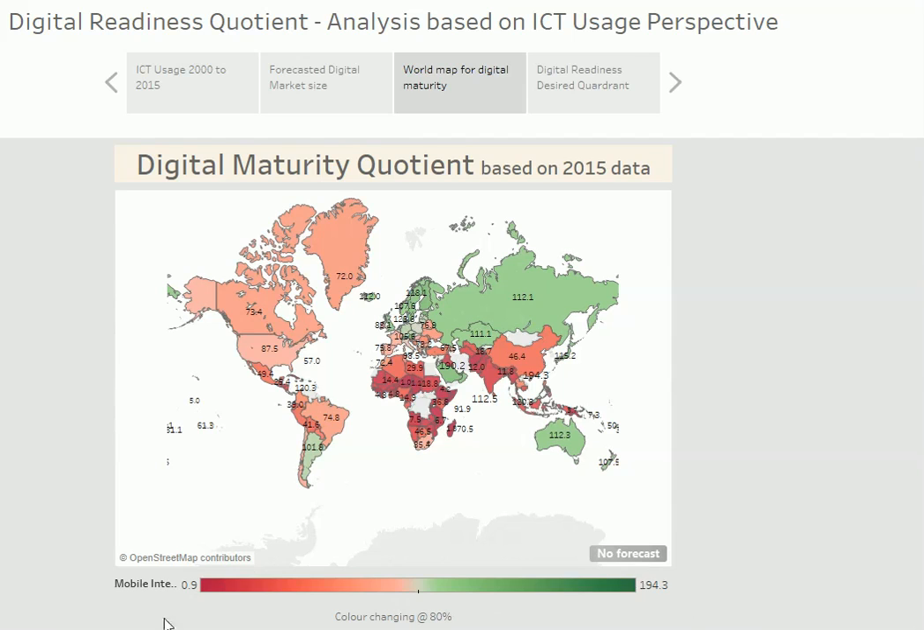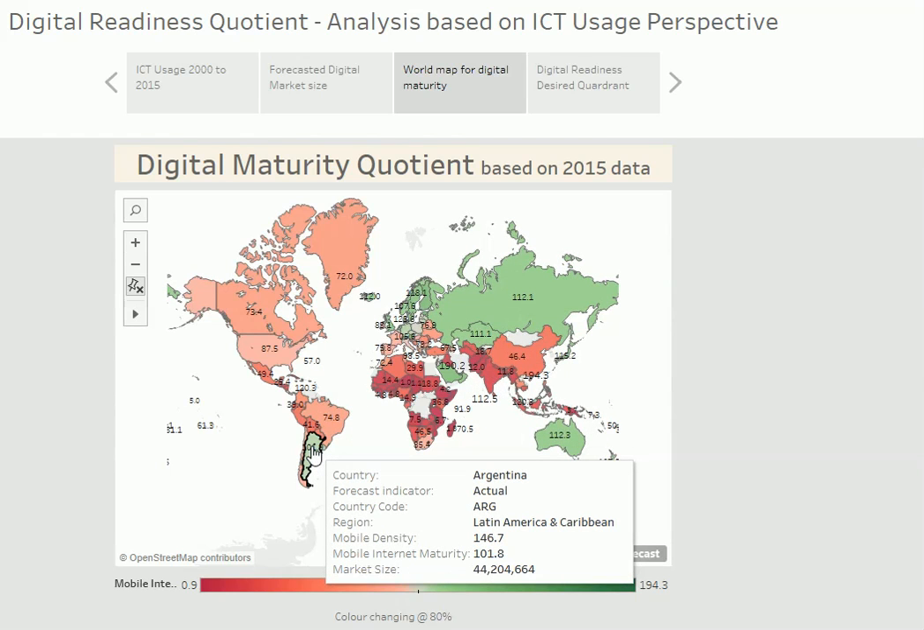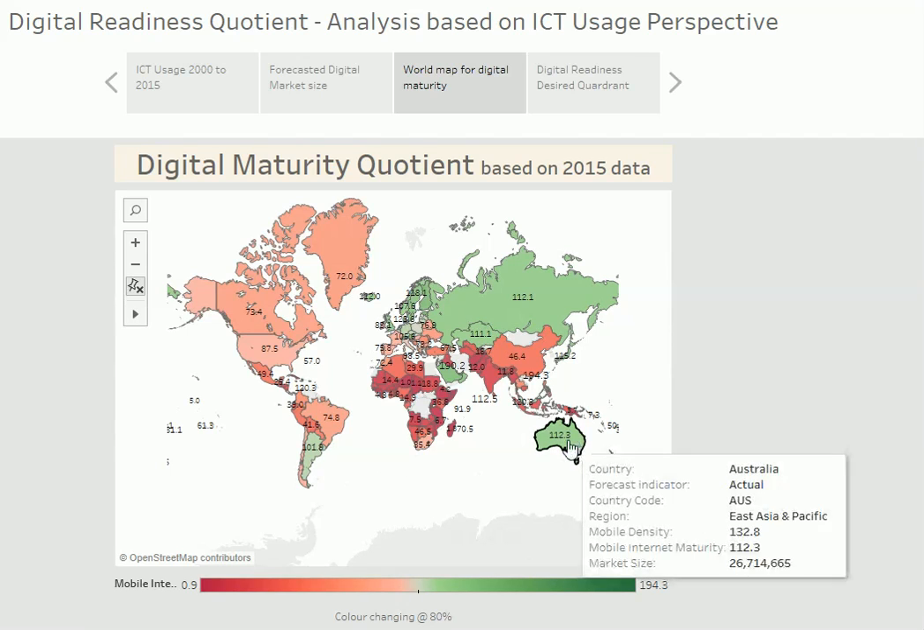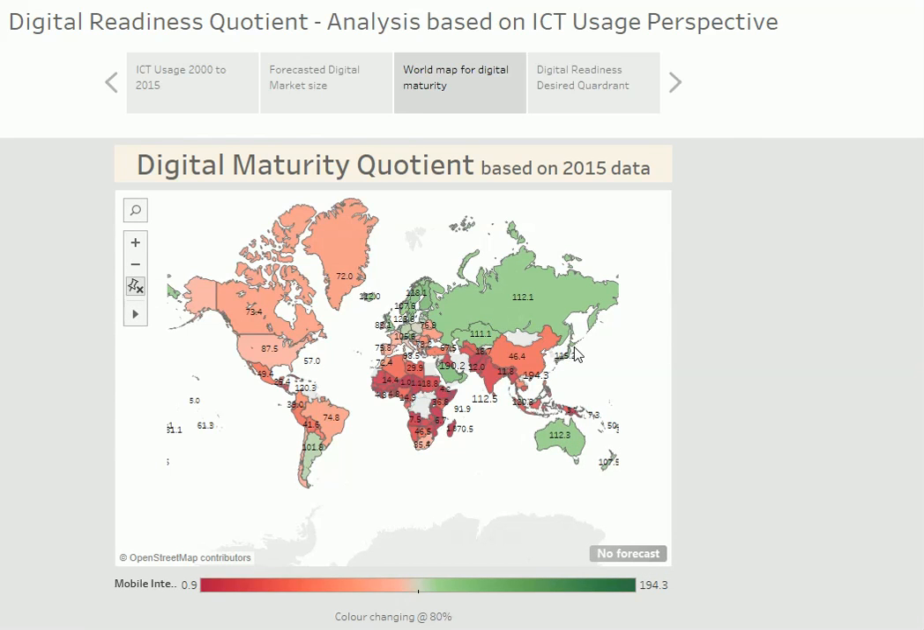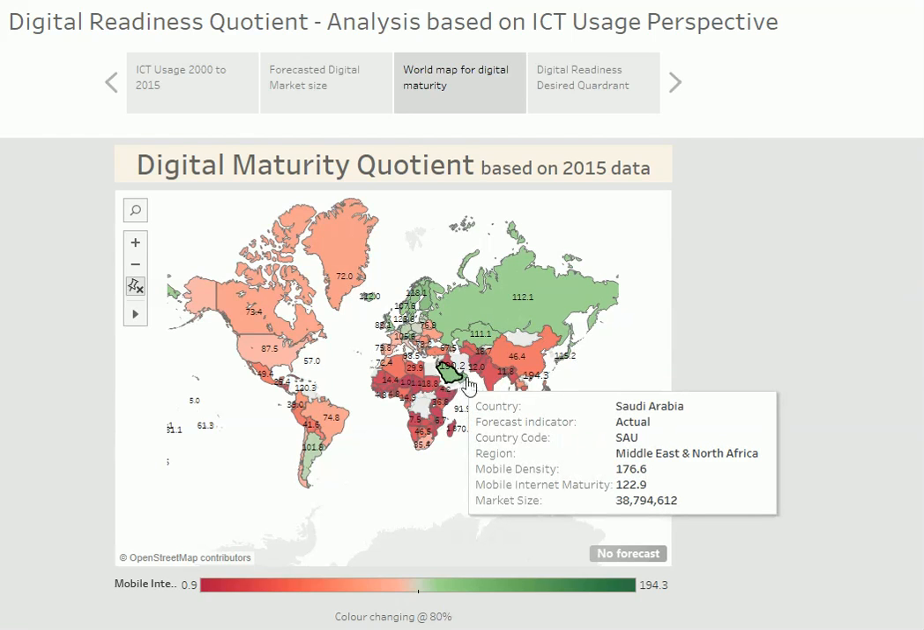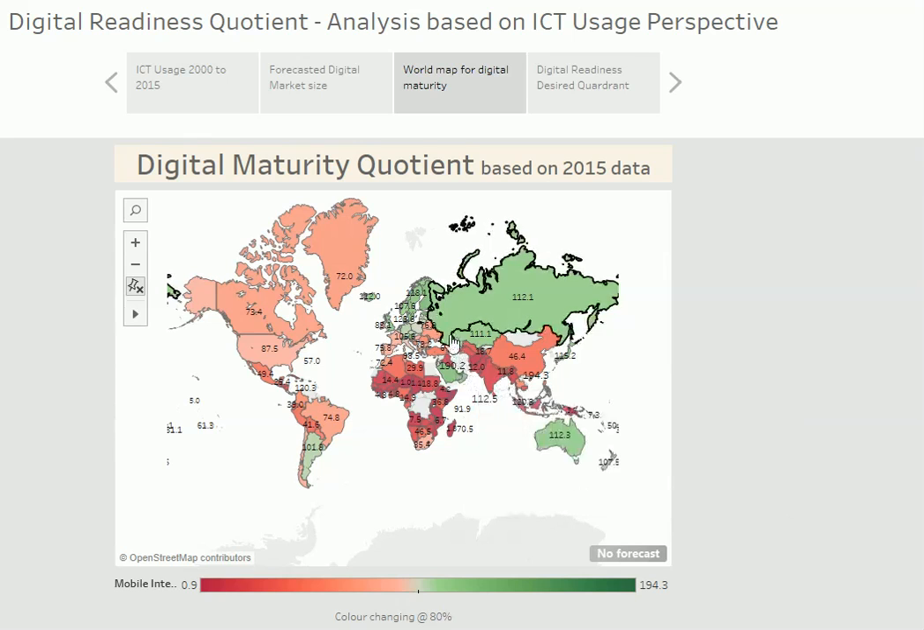Let us look at the scale, because this is very important. What I have done is I have kept 80% as the strategic inflection point. That means the color changes from red to green when the digital maturity is at 80%. The more red it is, the less digitally matured the country is, and the more green it is, the more digitally matured. That's how you need to read this data. Typically you see that the European zone is the zone of very high digital maturity. There is Argentina here, high in maturity. Australia, New Zealand and Japan are also very high in terms of maturity, as well as these Middle East countries which are also high in terms of their maturity.